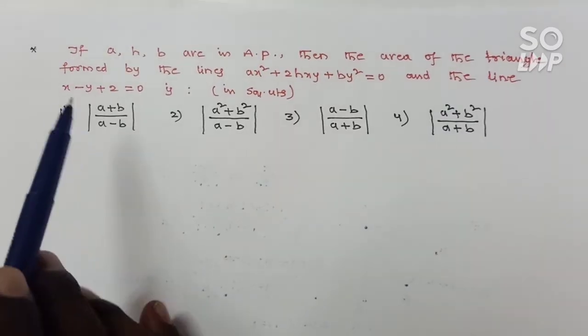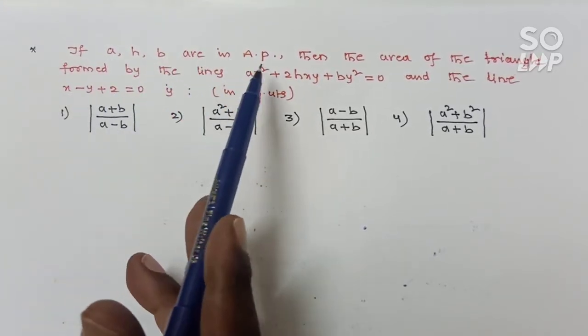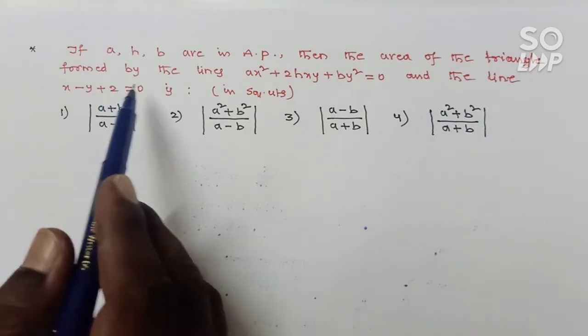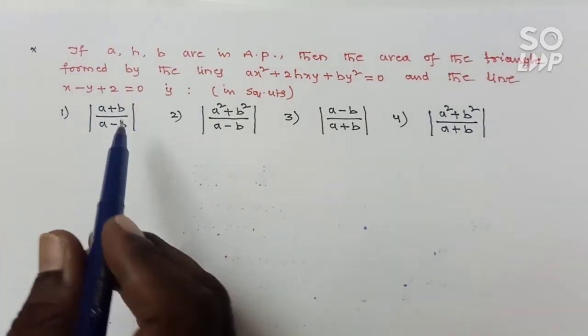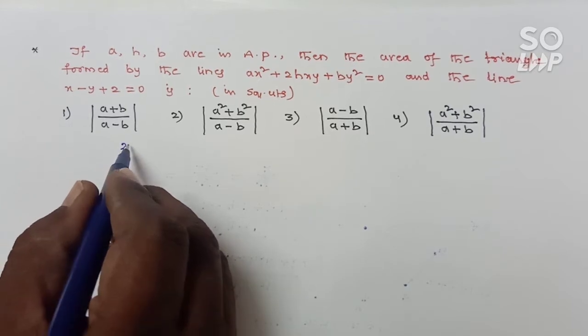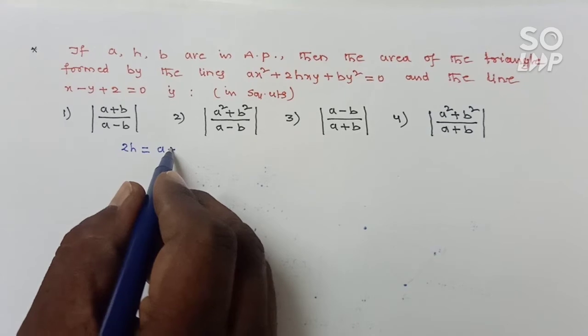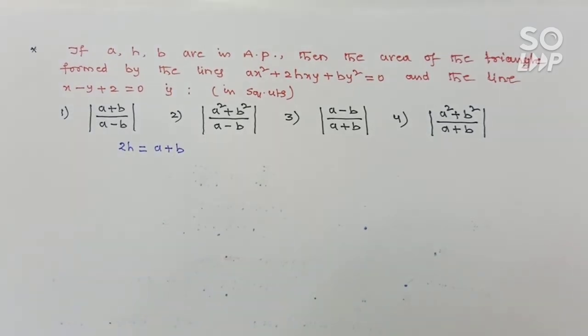See, in this problem, if a, h, b are in AP, given that, therefore 2h is equal to a plus b. You already know this is fundamental, from the lower classes.